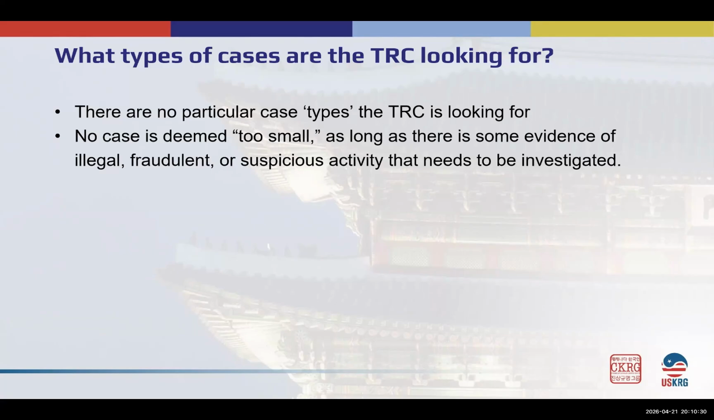But initially, I didn't think there was much that they could look at. But now, having looked at things a lot more, things have been coming to light. And remember, if you suspect there's been any illegal activities, any fraudulent records, or anything like that, absolutely have the TRC look into your case. And what we say is no case is too small as long as there's some sort of evidence.